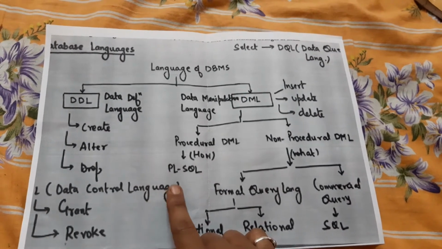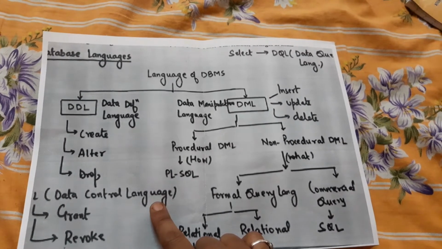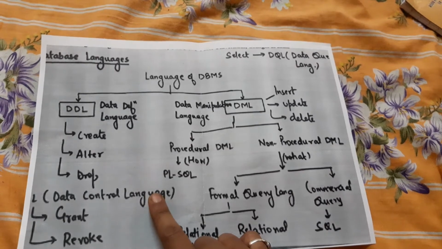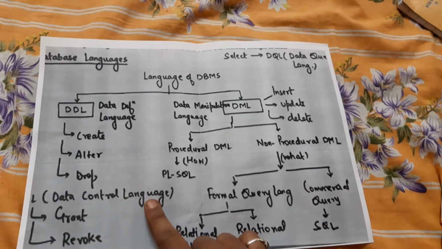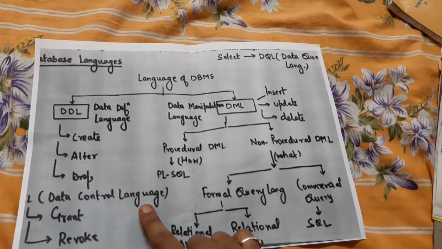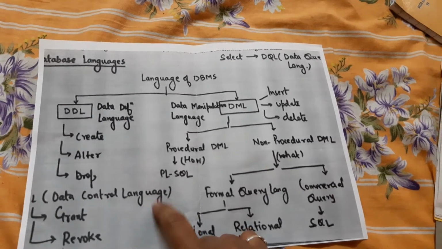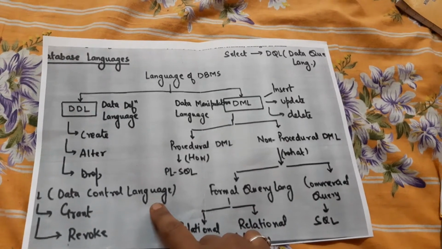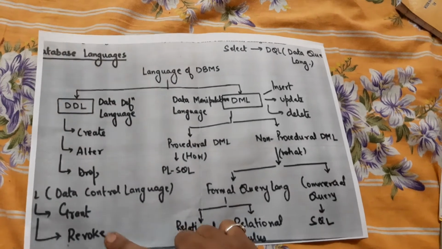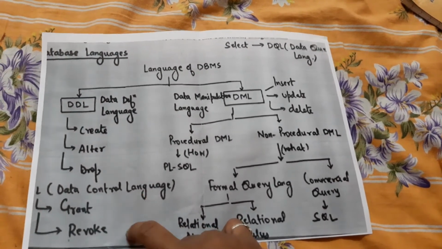The other one is the DCL. We are calling it the data control language. In DCL, whether we give the permission to a user to access or not, it's all decided in DCL. And the examples are grant or revoke. These are the examples of DCL.